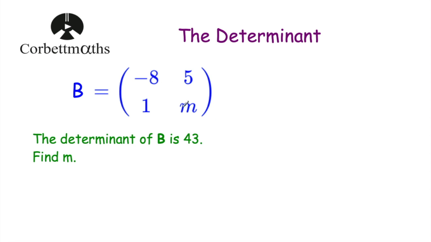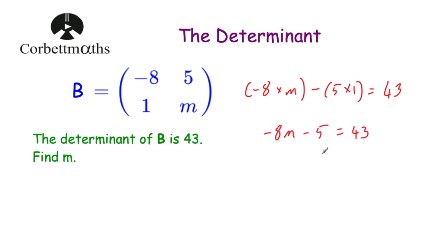So it's going to be -8 times m, so -8 multiplied by m, subtract 5 times 1, so 5 times 1, is equal to 43. -8 times m would be -8m, and then we've got subtract, and 5 times 1 will be 5, so subtract 5 is equal to 43. And if we solve this equation, we'll find m, we'll find this element.